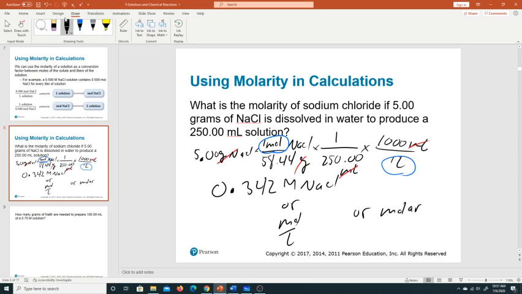Any of them would be acceptable. In this particular problem here for sig figs, 5.00 has 3 sig figs. 250.00 has 5 sig figs. So we always go by the smallest, so I need 3 sig figs. That's how we solve that problem.